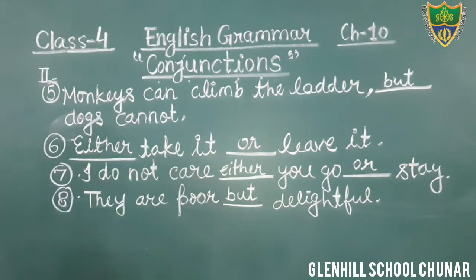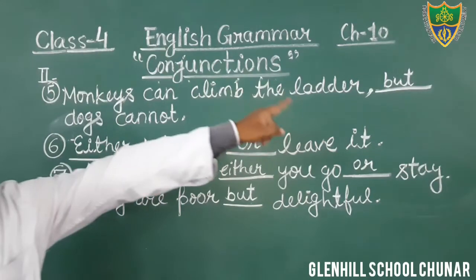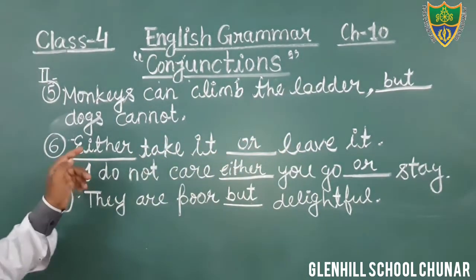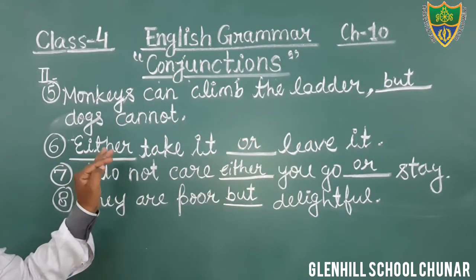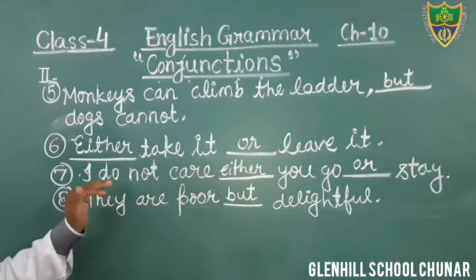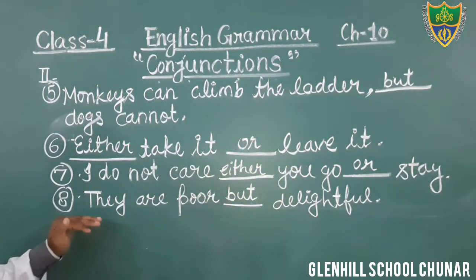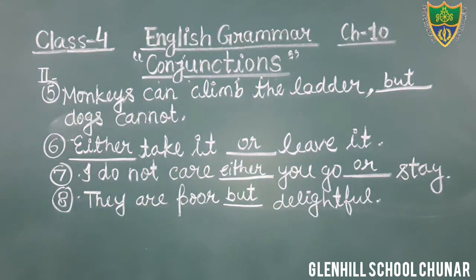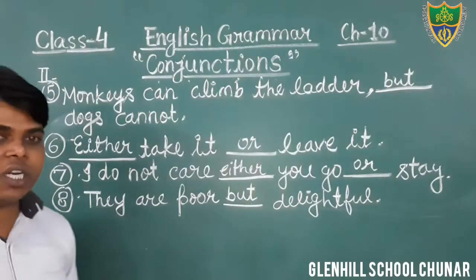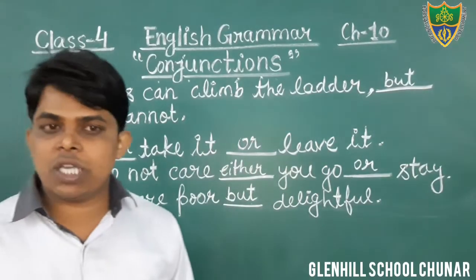Okay students, so in question number 5 you will fill the word but. In question number 6 you will fill the words either or. In question number 7 you will fill again either or. In question number 8 you will use the conjunction but. Okay students, so in this way we have completed exercise number 2, which is given at page number 53, and I hope that you all have completed it and understood all the things.